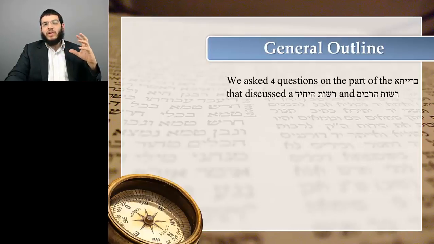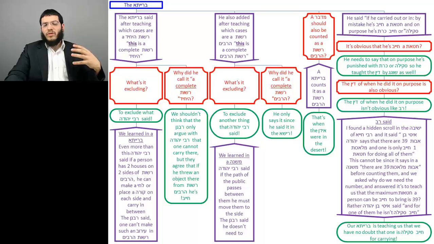In this Gemara, we asked 4 questions on the first part of the Brisa, the part that discussed Rosh Hashanah and Rosh Hashanah, and the din related to them. And on this piece of Gemara, there are 6 Tosfos. So let's see the overview of the Gemara, and then we'll move on to the Tosfos.